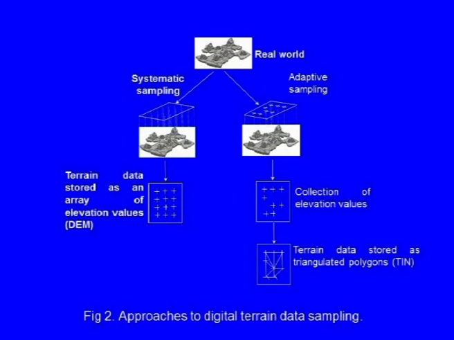Well, this particular slide shows the two schemes of data sampling. The real world can be subjected to systematic sampling, wherein the terrain data is stored as an array of elevation values, which we call a digital elevation model. Here, the data would be collected in a regular and well-defined manner as shown. However, in adaptive sampling, the data of the real world would be collected in a random manner depending upon the need, and the data may be collected over irregular spacings in a random fashion, and the terrain data is stored as triangulated polygons, or what we call TINs.